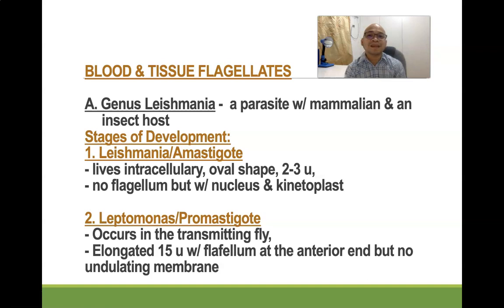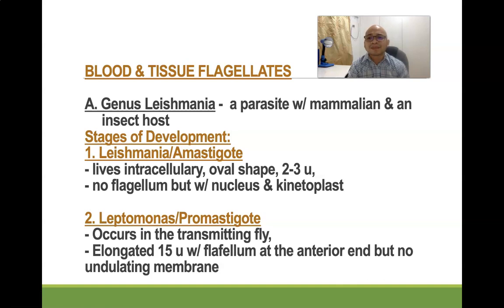Okay, so another part of flagellates are the blood and tissue flagellates. So in fact, some of the blood flagellates, we call them the hemoflagellates, which means that they actually occupy the lumen of the blood vessel. Okay, so we have the following different genera under the blood and tissue flagellates. First we have the genus Leishmania. Genus Leishmania is an example of a parasite with a mammalian and an insect host.